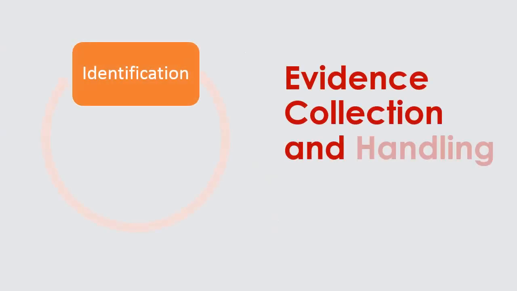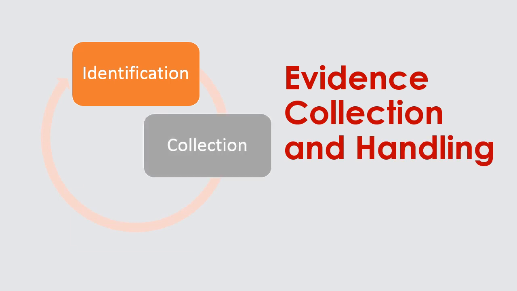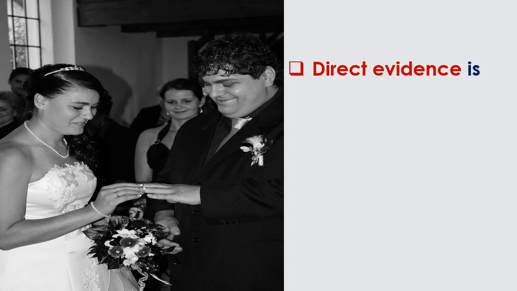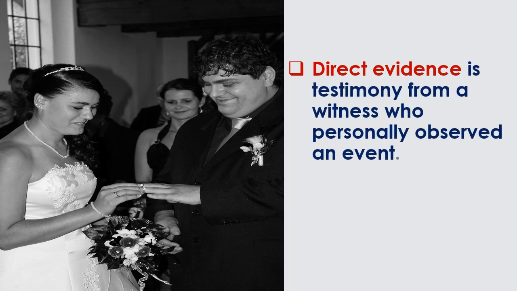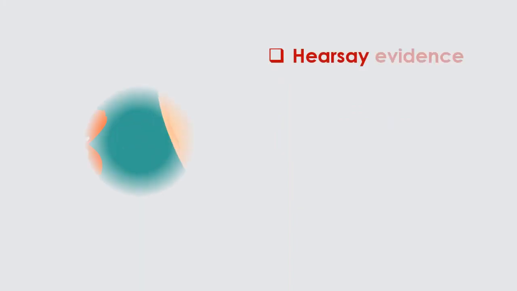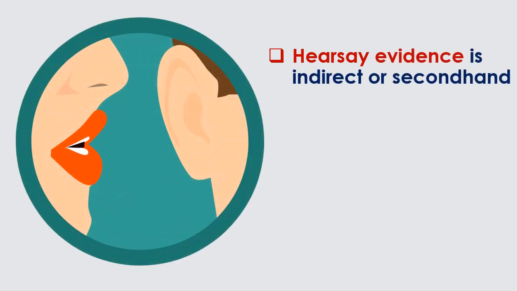Evidence collection and handling. Direct evidence is testimony from a witness who personally observed an event. A witness saying, "I saw that man walk out with my laptop," is direct evidence. Hearsay evidence is indirect or second-hand evidence. It is not useful in court but could be useful in an internal investigation because it could lead to the discovery of new facts and more tangible evidence.